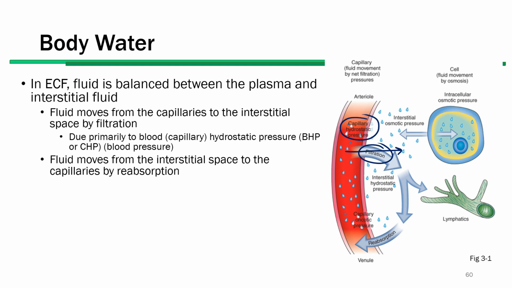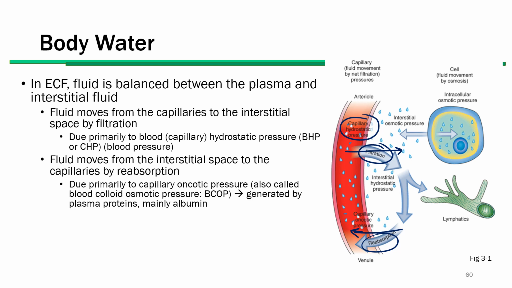Fluid then moves back from the interstitial space into the blood because we don't want all the fluid leaving the blood. We go into shock. So it comes back by reabsorption. Reabsorption pulls it back in. That's mainly due to these proteins. We saw in chapter 1 that these proteins generate that colloid osmotic or oncotic pressure, and that's pulling like a magnet, pulling that fluid back in as those plasma proteins go up.